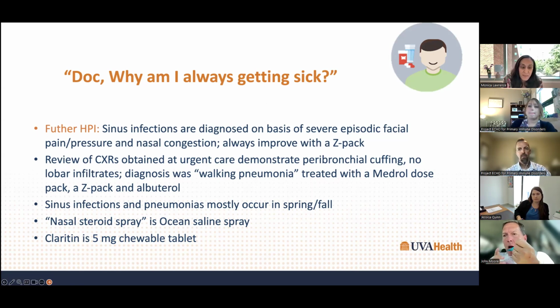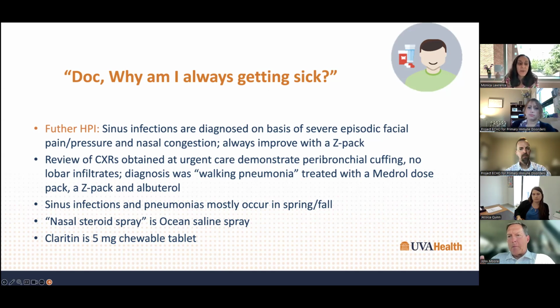You ask about these pneumonias. It turns out these pneumonias were actually diagnosed at urgent care as walking pneumonias. And when you get those reports faxed from urgent care, there's no lobar infiltrate. It's just peribronchial cuffing. When you ask them what they did to take care of their walking pneumonia, it's a Z-Pak, albuterol, and Medrol, right? So they're sort of throwing everything at it and seeing what sticks.